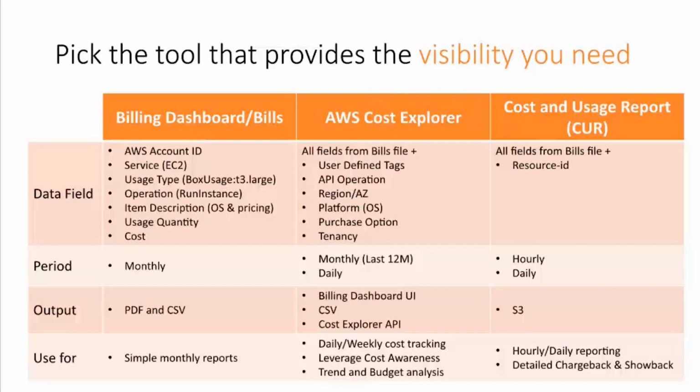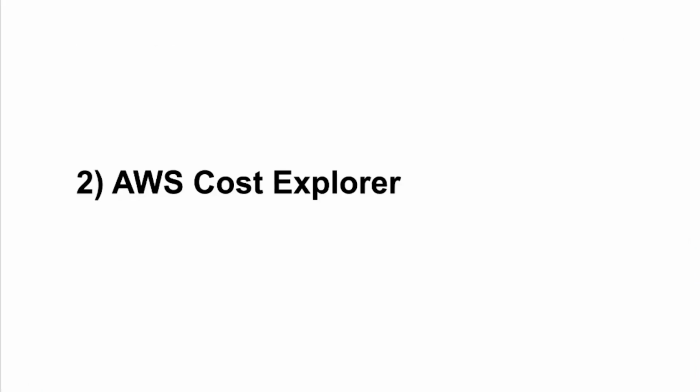Cost Explorer is also good if you're doing forecasting, budget planning for your organization. And finally, the curve file will give you all the data plus resource ID, and the granularity will be on an hourly basis. So yeah, pretty detailed data. The deliverable is on S3, so you need to set it up so you can actually read the file, but that will give you the best and the most granular information over your bill.